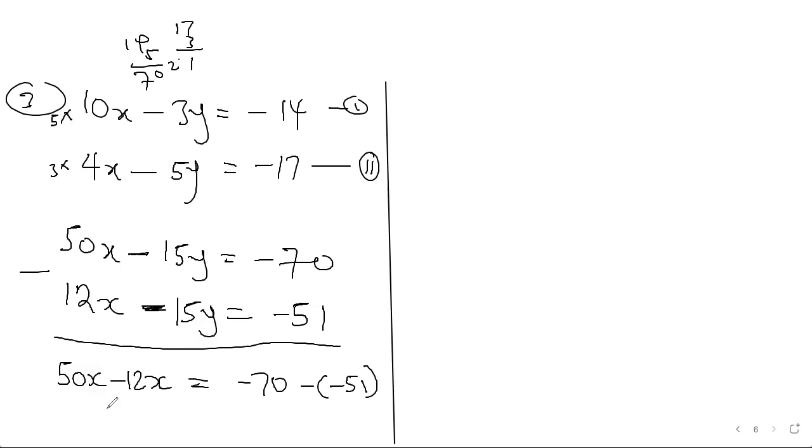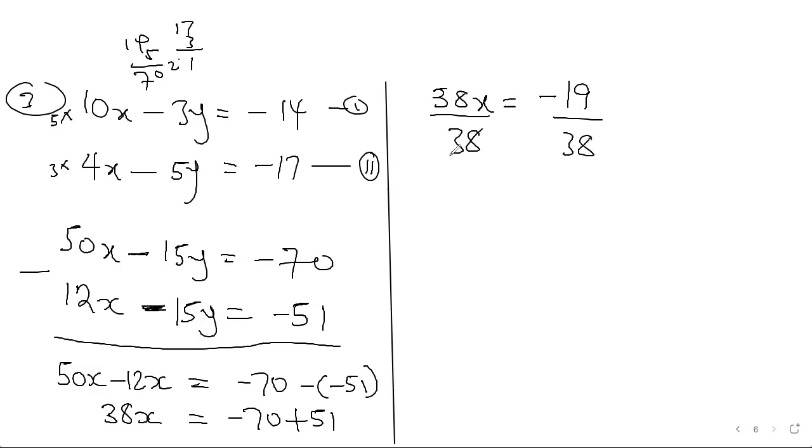So 50x minus 12x should give me 38x equals minus 70 plus 51. So 38x equals minus 70 plus 51. That should give minus 19. So we divide both sides by 38. So x will be minus 19 over 38, which should be minus half. So x is minus half.